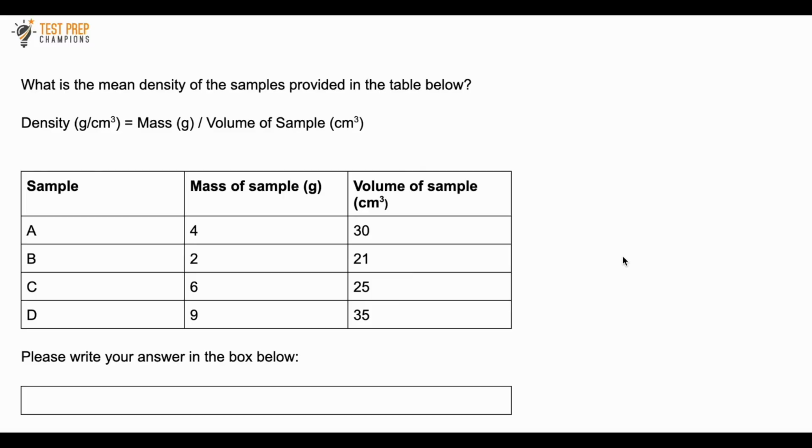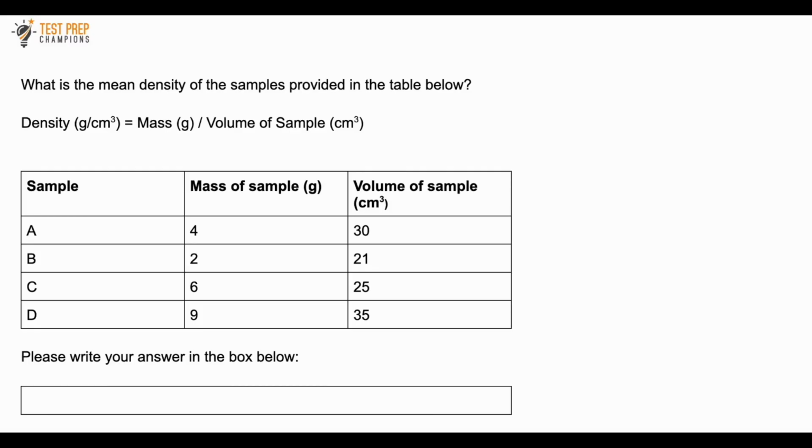What is the mean density of the sample provided in the table below? And we see a formula for density here. It says density equals mass divided by volume. And we see a table here and it says, please write your answer in the box below. And obviously you won't really be able to write your answer in that box through the screen, but maybe you could write it down on a sheet of paper or whatever you have nearby. And let me give you a chance now to pause the video. Take all the time you need with this. If you get stuck, don't worry, because we're just going to go over the answer. So let me give you a chance to try this now.